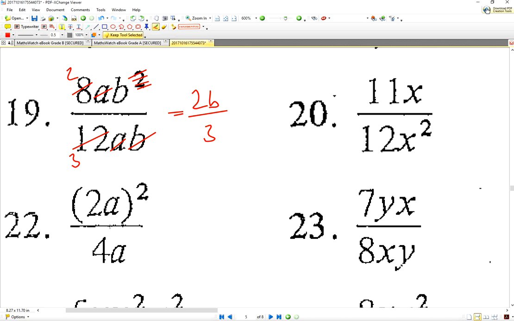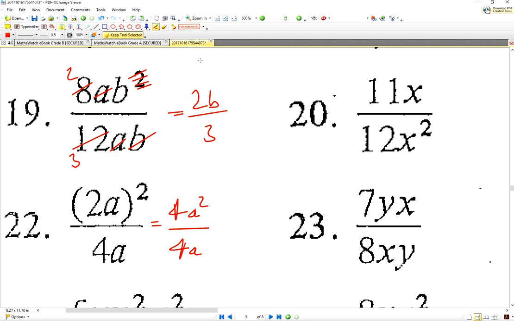Now, this next question here, number 22, needs a little bit of interpretation first. So if you've got 2a squared, if you square 2a, you get 4a squared. So you need to expand the bracket first, because 2a times 2a is 4a squared. And then you divide that by 4a. So you don't start cancelling before you expand the bracket out.